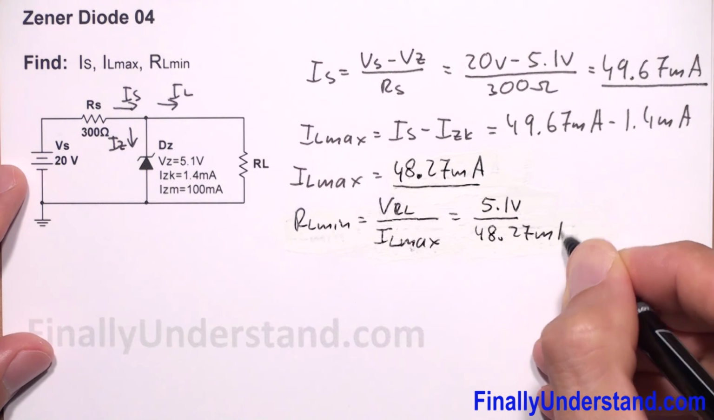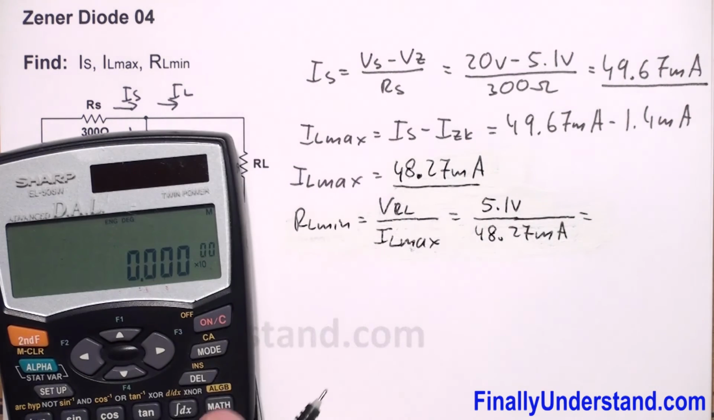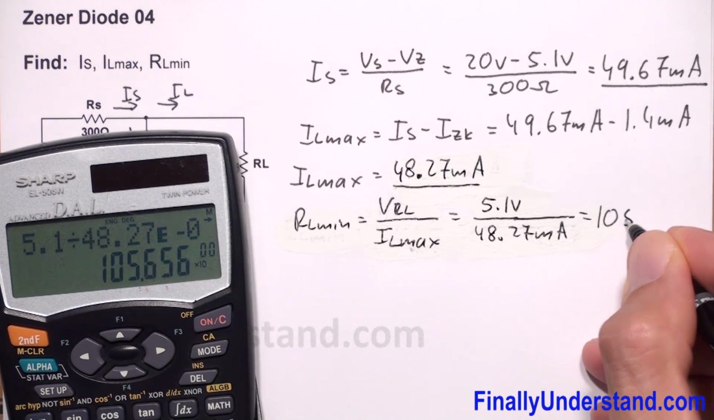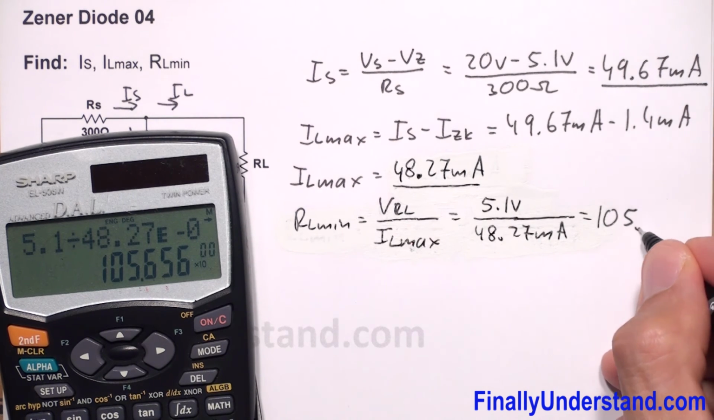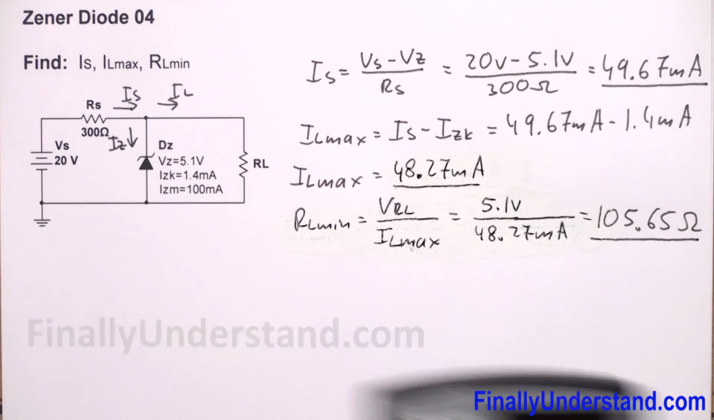48.27 milliamps. Okay, so this is equal to 5.1 divided by 48.27 times 10 to the negative 3, which is equal to 105.65 ohms. Okay, and now I can say that the problem is solved.